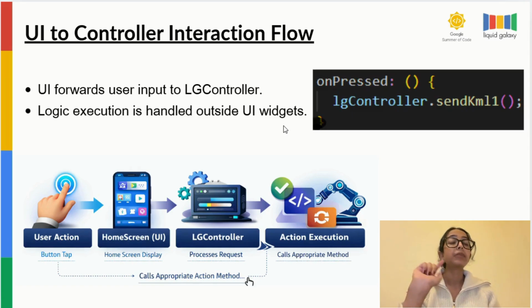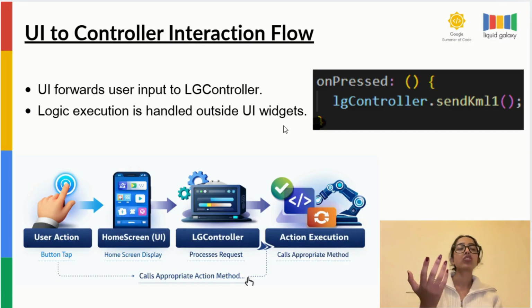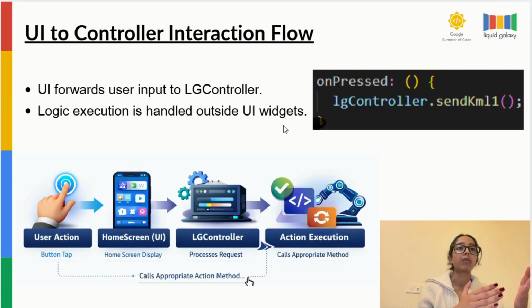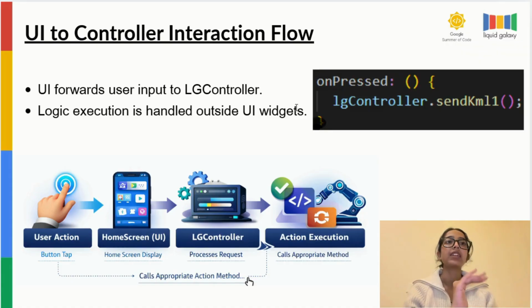So this is a deliberate design choice that I made. The UI layer remains focused only on presentation and interaction, while the LG controller handles all the application logic. Once the LG controller receives the request, it decides what needs to be done. For example, sending a KML file and refreshing the display, or triggering a navigation command. Then it calls the appropriate internal method to handle that specific operation. So the UI sends intent, and the LG controller converts the intent into real system behavior.